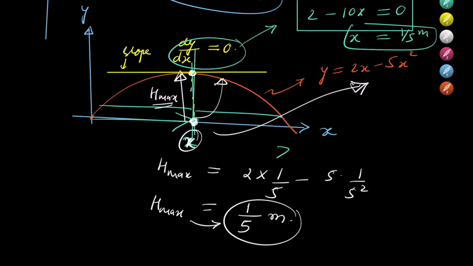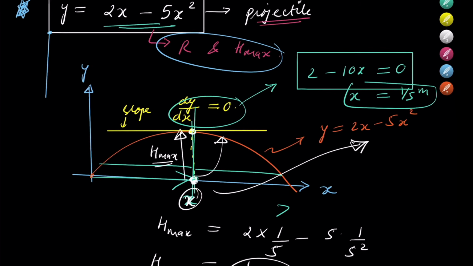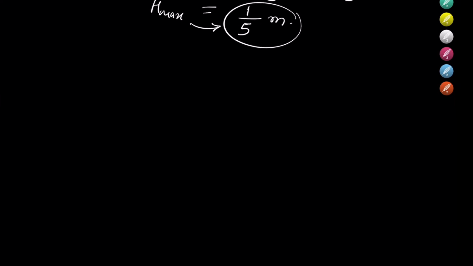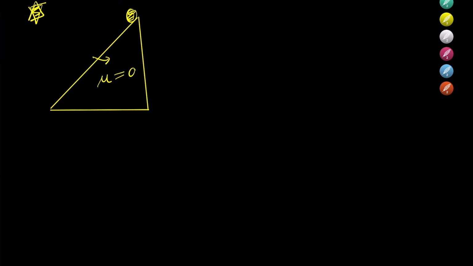Okay, so let's move on to the next question. Mark it down again, very important question, JEE PYQ. Suppose a particle is sliding along an incline. This one is a smooth incline, so mu equals 0.